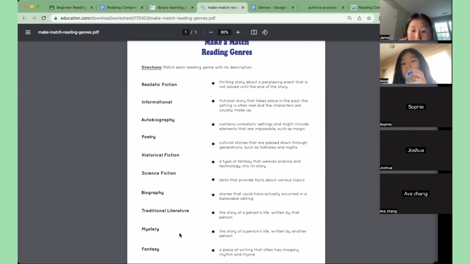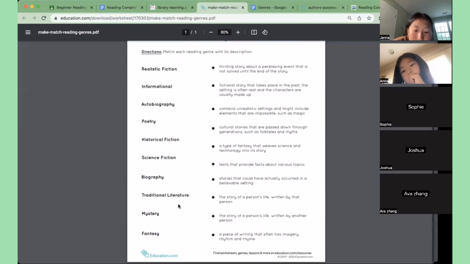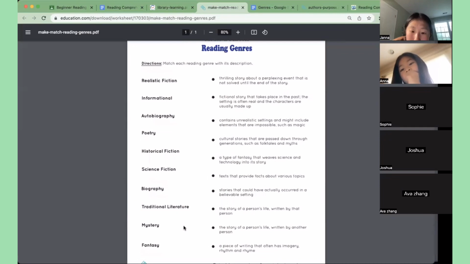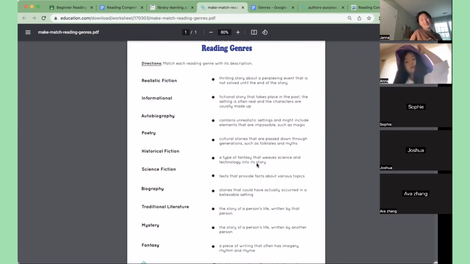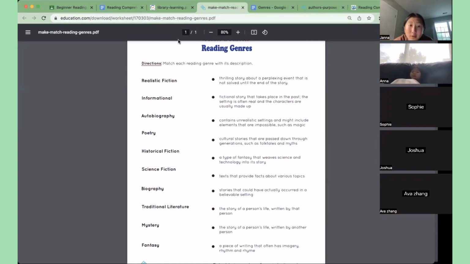And then mystery. A thrilling story about a perplexing event that is not solved until the end of the story. Yeah. And then lastly, before we end class, which one's fantasy? Contains unreal settings and might include elements that are impossible, such as magic. Yeah. Good. So again, this is the opposite of realistic fiction, because what's happening is impossible and it can't happen in real life. It's not believable. Okay, good.